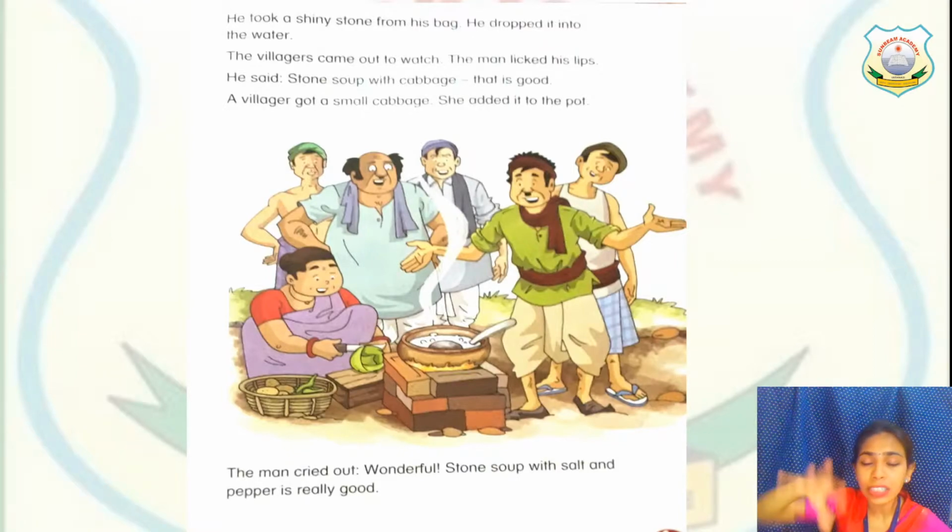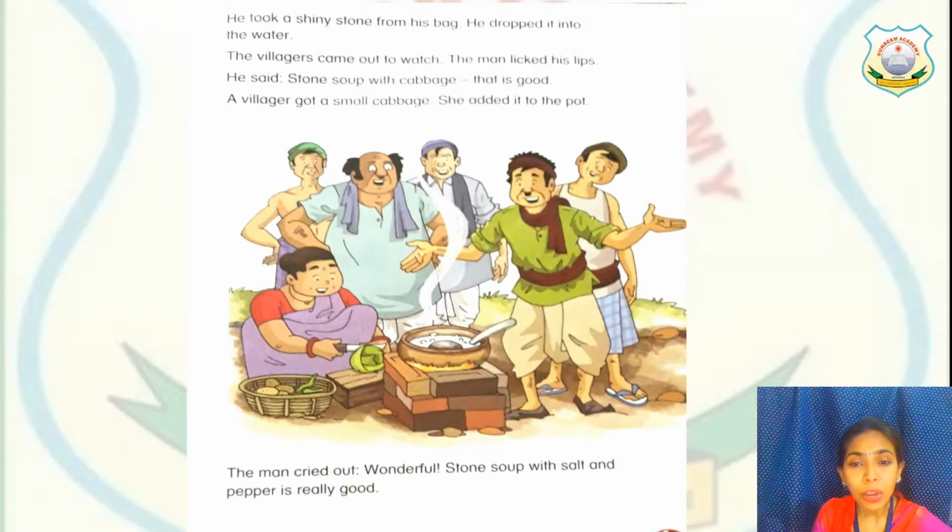And then he dropped it in that boiling water. Then everybody one by one added a few vegetables to that stone soup, right? What did they add? Can you tell me? They added cabbage, potatoes, beans, and at the last they added salt and pepper. After the soup was boiled properly and prepared, all the villagers shared the soup, right? And everybody enjoyed the soup.